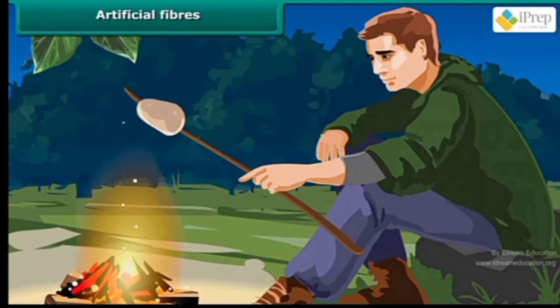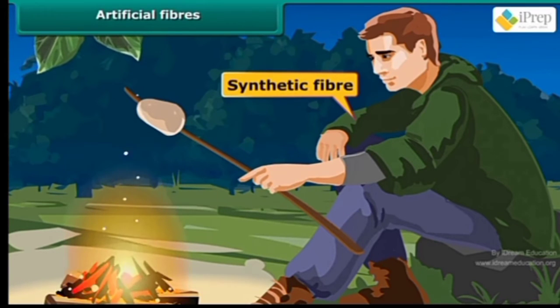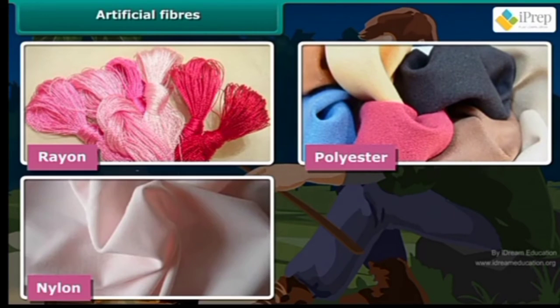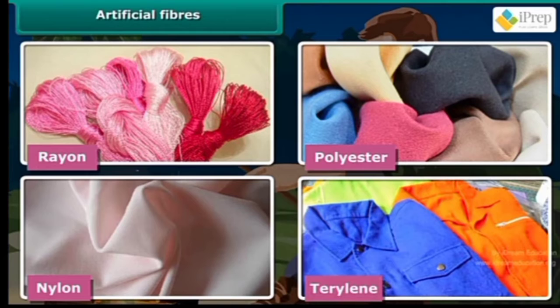Fibers. You might have heard that we should not wear synthetic clothes while working near fire. What are synthetic clothes made of? Well, these clothes have yarns of man-made artificial fibers. These fibers catch fire very easily. Some examples of synthetic fibers are rayon, polyester, nylon, terylene.